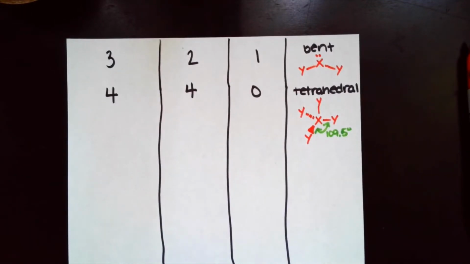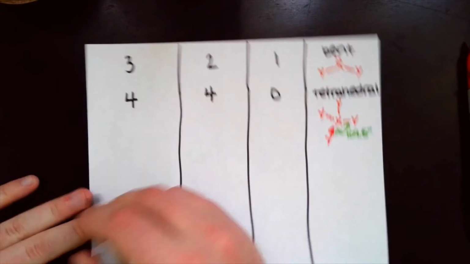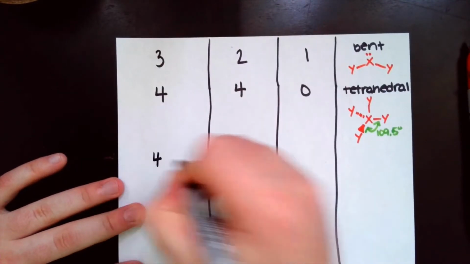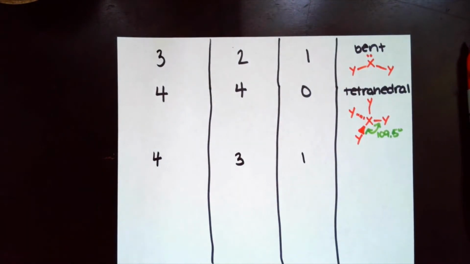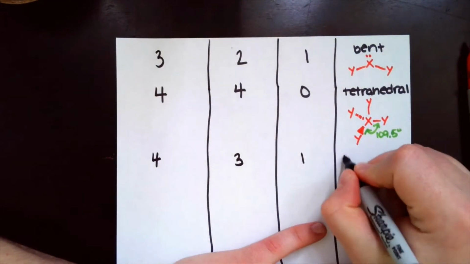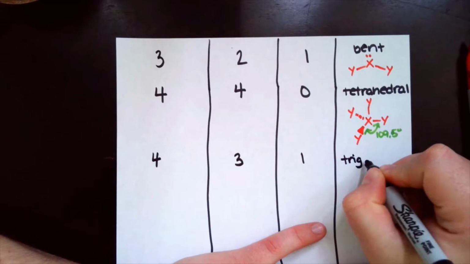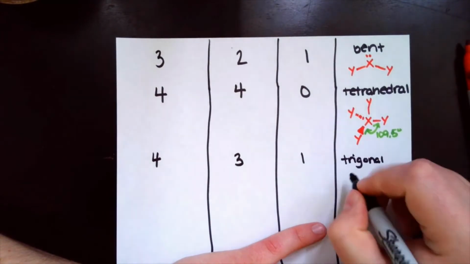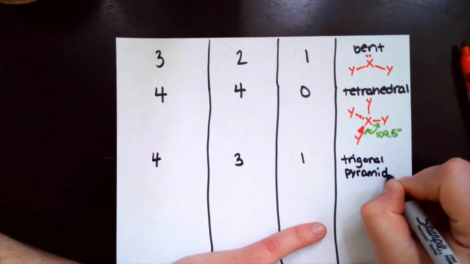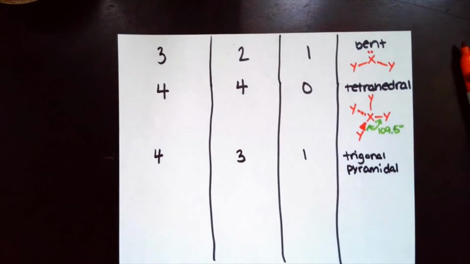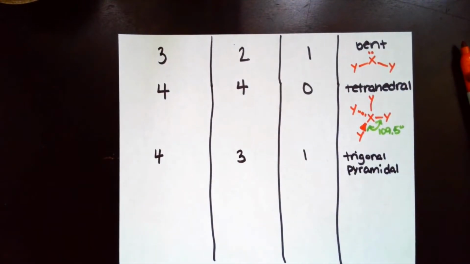Now, if you have 4 domains, 3 of them are bonds, and 1 is a lone pair. What you get there is trigonal pyramidal. Not to be confused with trigonal bipyramidal, which you get with 5 domains.